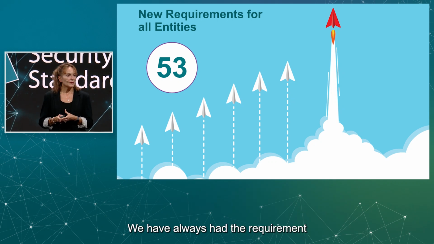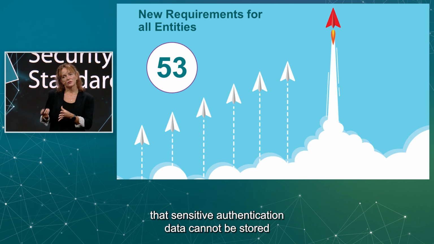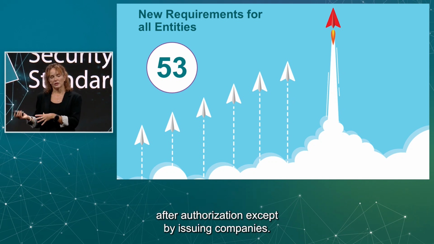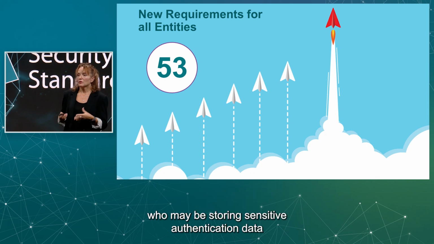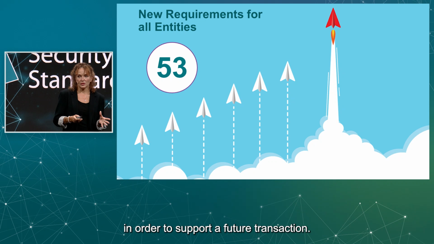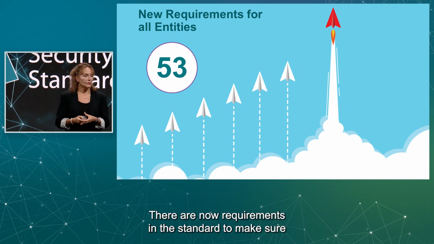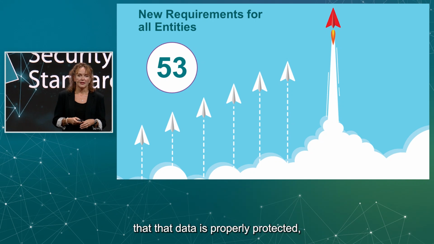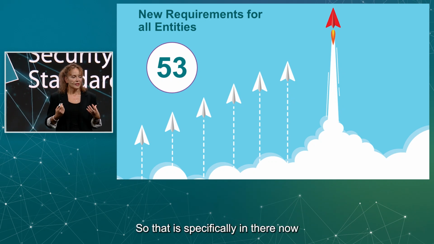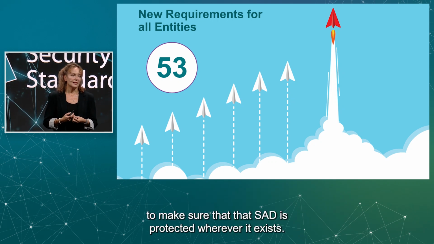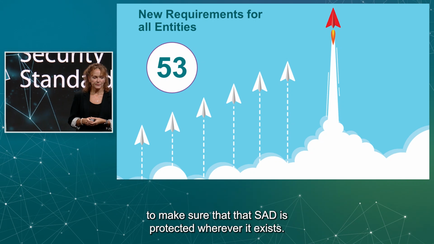We have always had the requirement that sensitive authentication data cannot be stored after authorization, except by issuing companies. For those who are not an issuing company, who may be storing sensitive authentication data prior to authorization in order to support a future transaction, there are now requirements in the standard to make sure that that data is properly protected. It is protected with strong cryptography, and it is properly managed, and it has a retention and disposal policy. So that is specifically in there now to make sure that that SAD is protected wherever it exists.